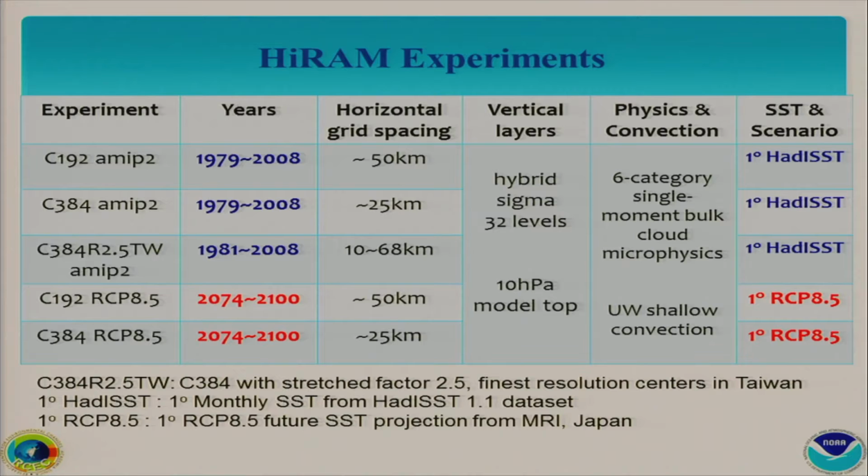Here we have 5 experiments: 2 half degree experiments for current climate and a time slice experiment, 2 quarter degree experiments for current climate and future projection, and 1 stretched grid variable resolution experiment. In all these 5 experiments, the physics and the model setup are identical. The only difference is the time step. It has 32 levels, not a very high model top, just 10 hectopascal, and uses microphysics and shallow convection. In the time slice experiment, the SST data is the same as the talk this morning, the MRI SST data.